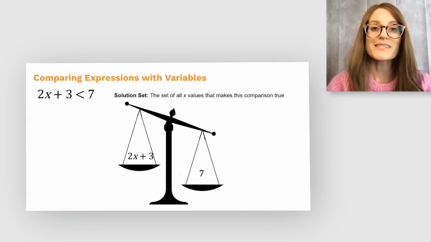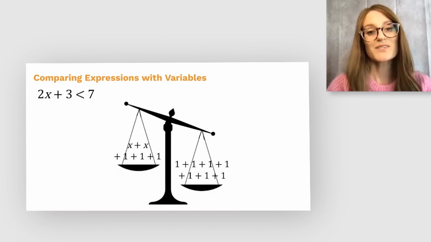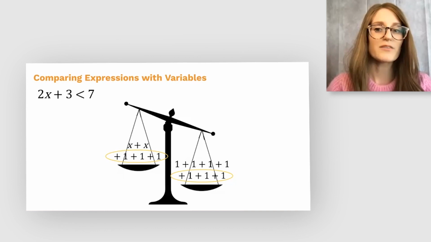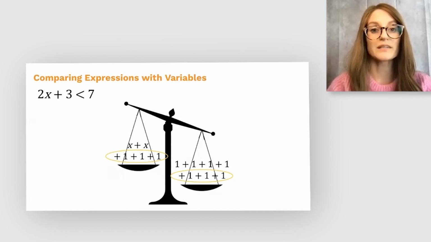To get more precise than this, I can look inside of these amounts. 2x plus 3 is made up of 2 x's and 3 1's. 7 is made up of 7 1's. On both sides of my scale, I can now see 3 1's. Those 3 1's always have the same weight or value, so they are not tipping the scale one way or another. That means that the other pieces of these quantities, the 2 x's on the left and the 4 1's on the right, those are what tips the scale one way or another.